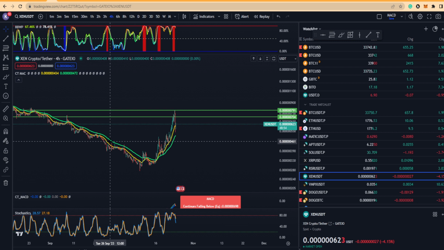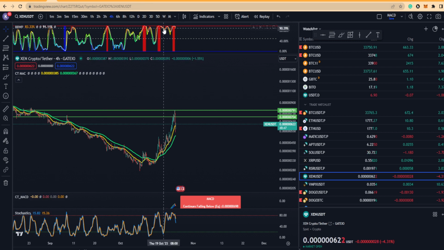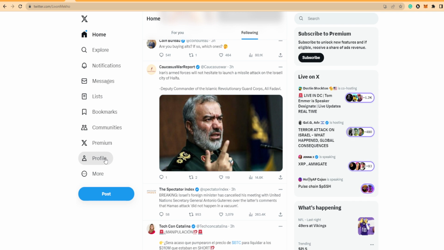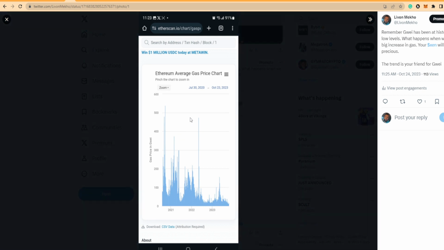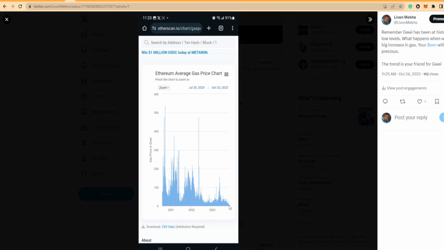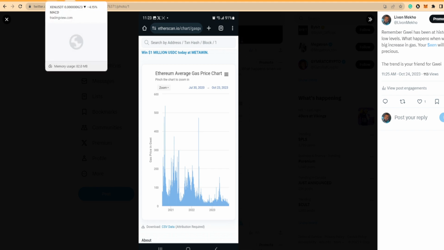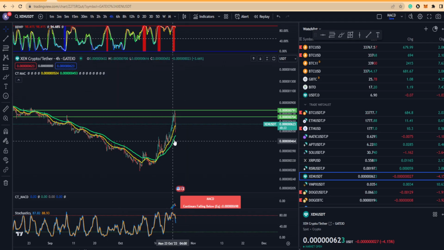Now, the only thing that I think can keep this rally continuing forward would be for the gas prices to continue on up. We've seen on average, guys, that gas prices have been at very low levels overall. I've even posted it on Twitter, if you follow me, this Ethereum average gas price. You can see we are historically at low GWEI levels. And if we do see an upshot in GWEI, then more likely this can support the upside movement we've been seeing in Zen.